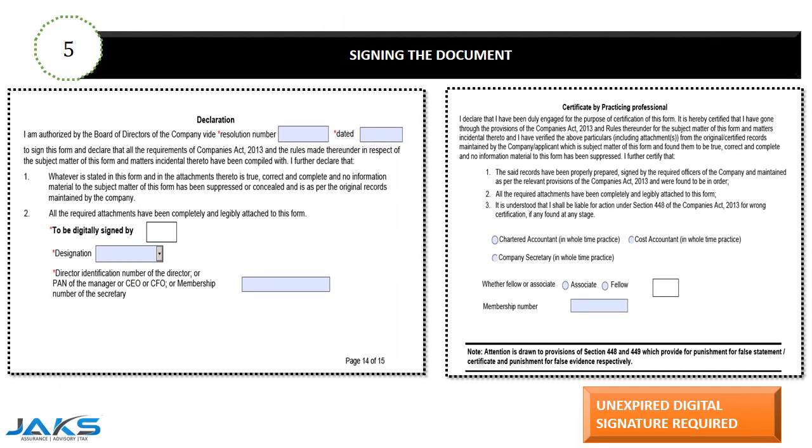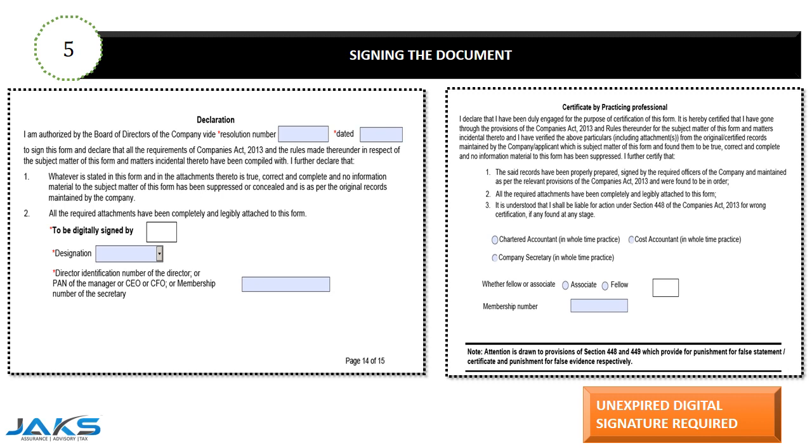After filling the form and making attachments, authorization is to be done by the designated official. We have to select the designation of the person signing the DRC. That is the director, manager, secretary, CEO or CFO. Then attach the unexpired digital signature of the official selected.